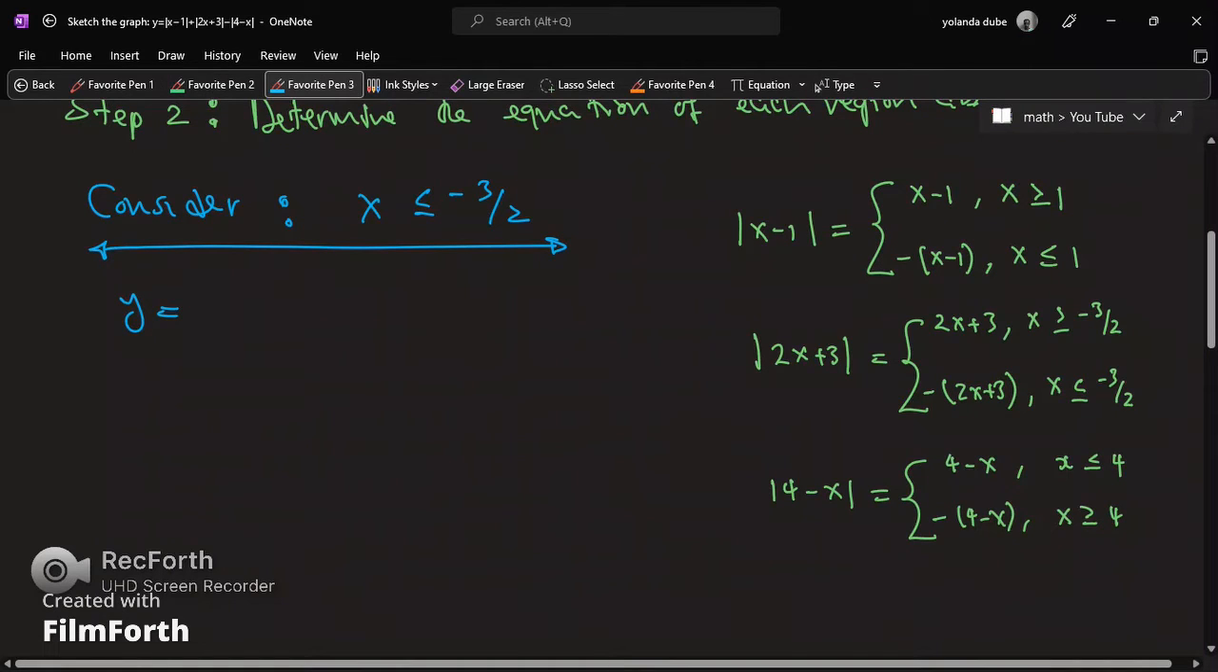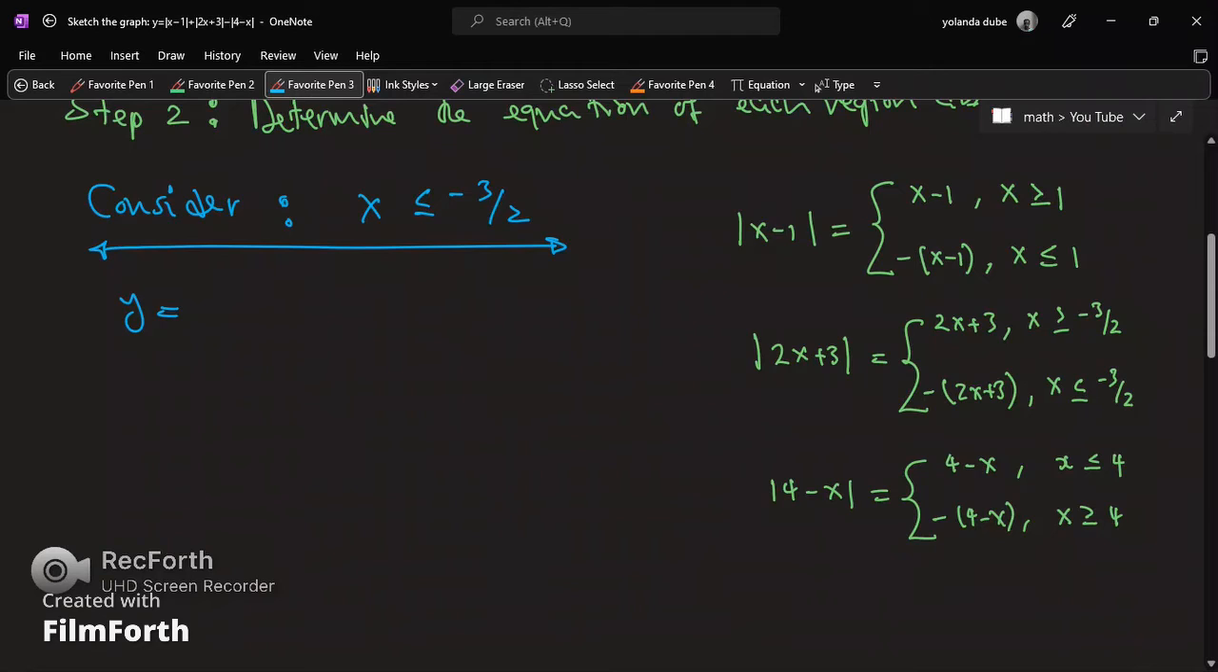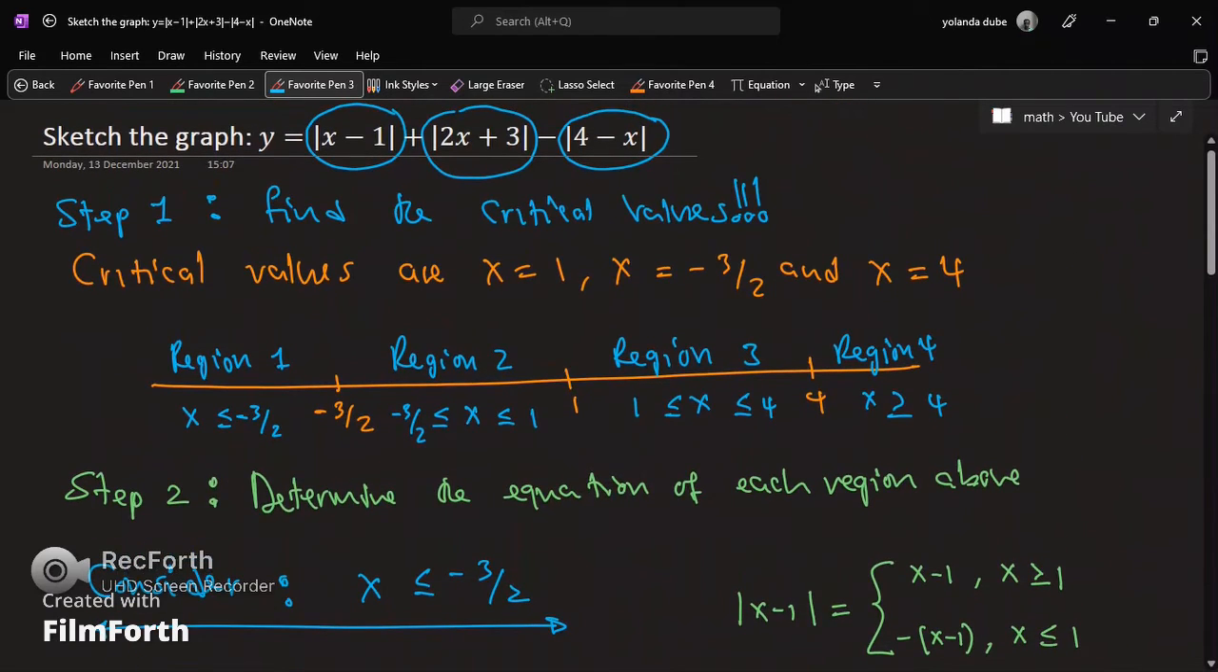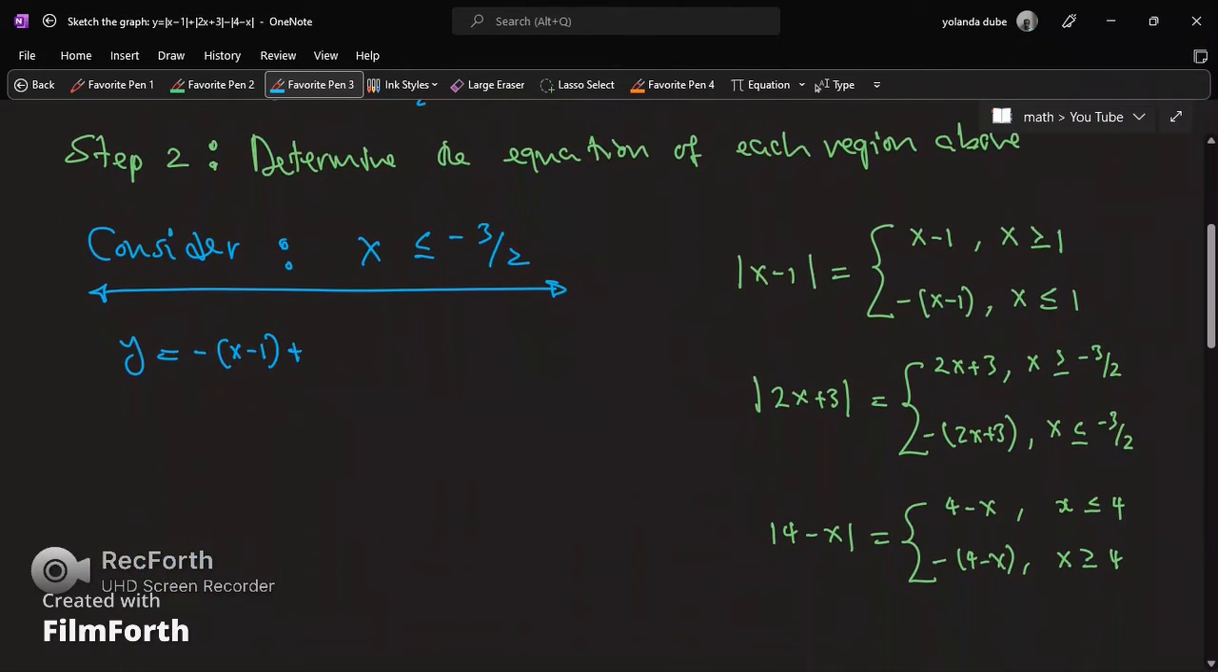Now let's come back to this case. When x is less than negative 3 over 2, what is the sign of the first absolute function, which is this one? If we check here, we can see that negative 3 over 2 is a number which is less than 1. So for this interval that is given, this first absolute function is going to be defined by the negative function. So it's going to be negative (x minus 1). Then plus, we move on to the second function, which is 2x plus 3.